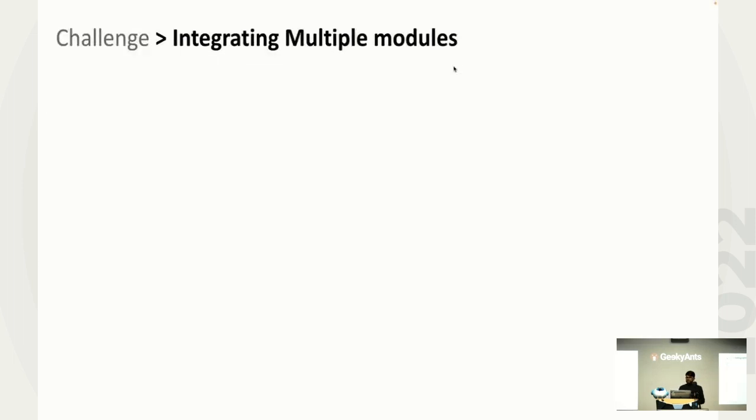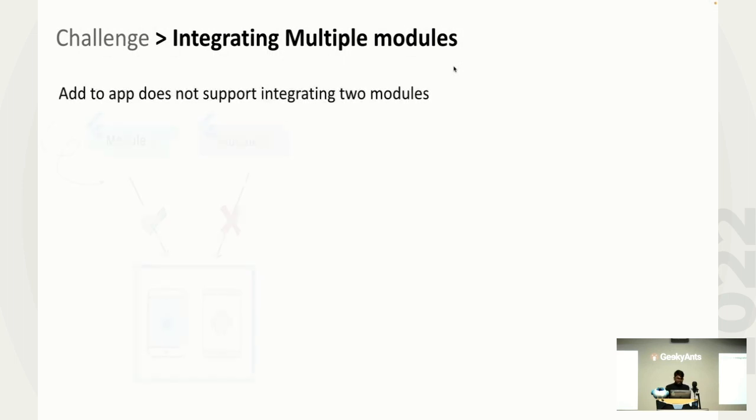Now when you actually start doing it, you may face a few problems, challenges, and I want to show 3 of them. First is integrating multiple modules. Flutter Add to App does not support having multiple modules. For example, if you want to build 2 features, 2 teams are building separate features, and then you want both of those features inside your native app. That is not possible by default, but there is a workaround.